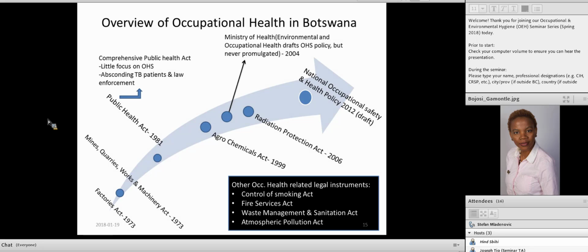I wanted to particularly focus on the ones that are important for today, such as the Public Health Act of 1981. The Public Health Act doesn't necessarily have a section that talks about occupational health, but it does cover, for instance, a TB patient who absconds from the hospital and leaves before their treatment is completed. It gives the healthcare workers and the law enforcement the right to go and get that patient and take them back to the hospital.